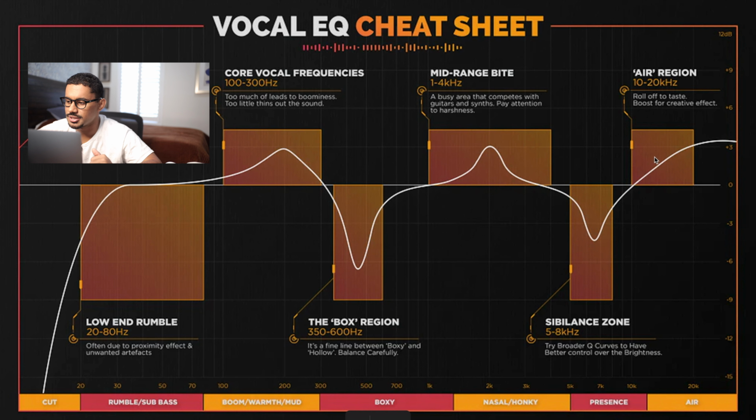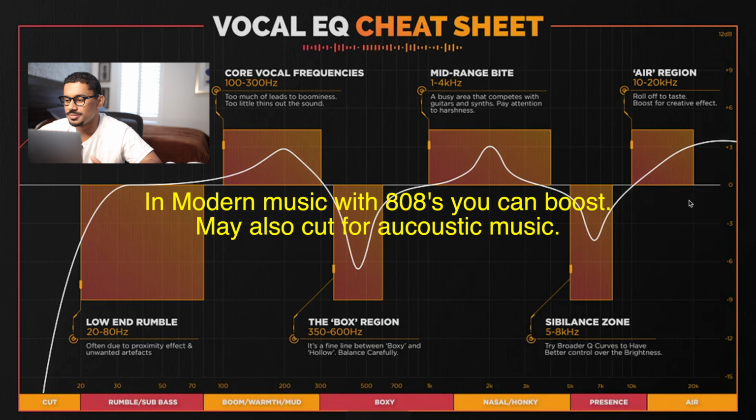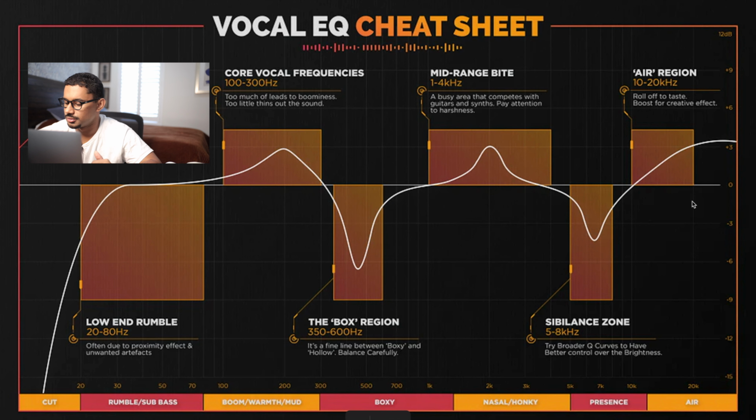And the air region is kind of just that really high, gives your vocal a little bit of crispness. You want to boost it, and some people actually roll it off if they want a different sounding vocal. So yeah, that basically covers all the different vocal frequencies and kind of the basics of EQing vocals.